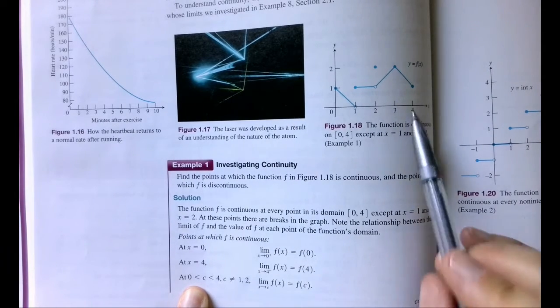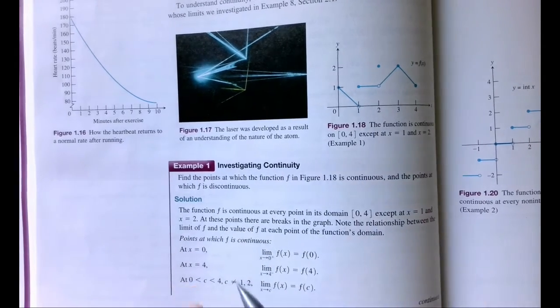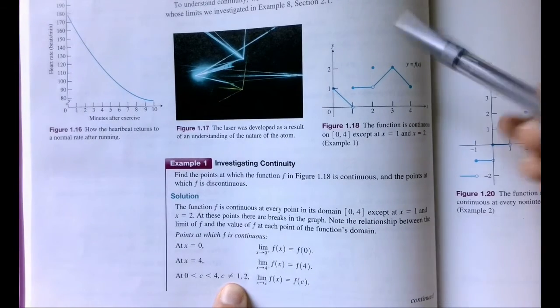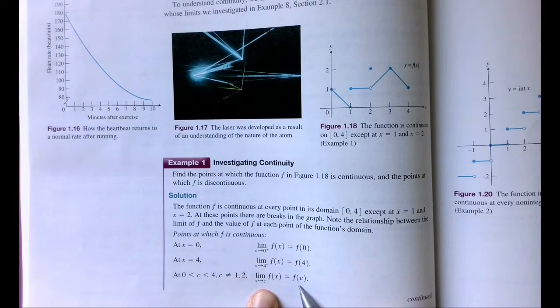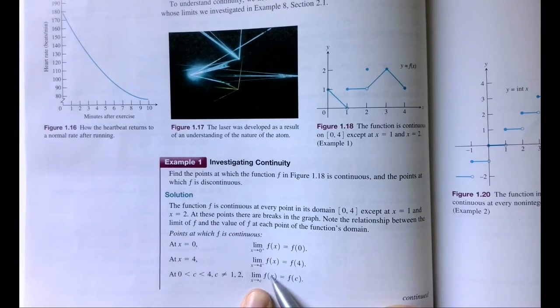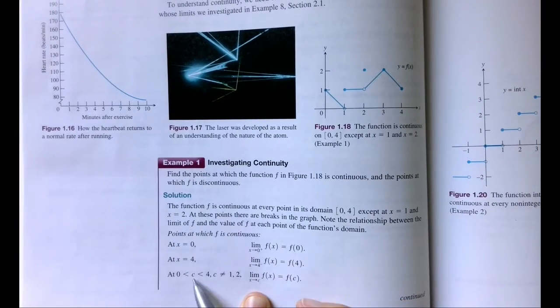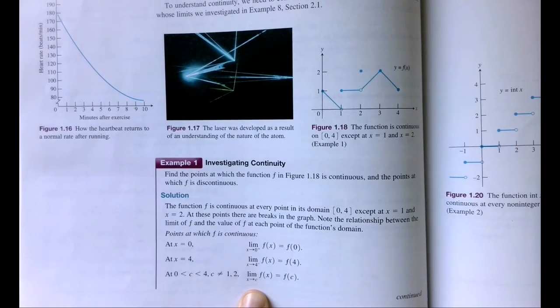So notice it's not including the endpoints because really they're right there. As long as it's not 1 or 2, which remember we said are problems right there, then this is true. So this says you can take the limit of f of x as x approaches any c number between 0 and 4, as long as it's not 1 or 2, and it's going to equal the function evaluated there.